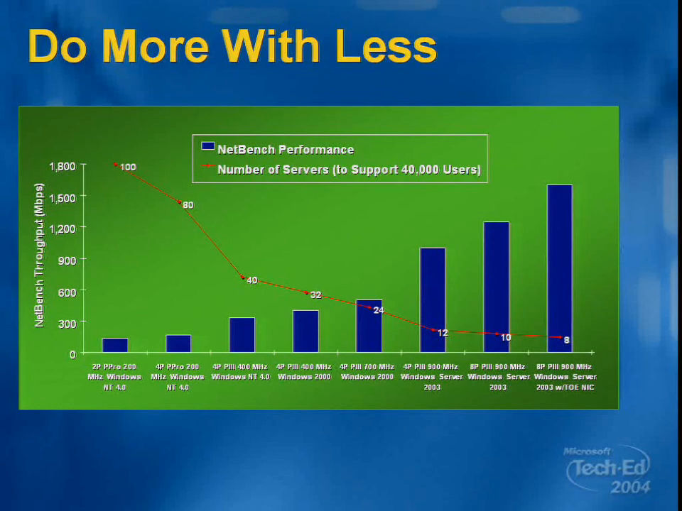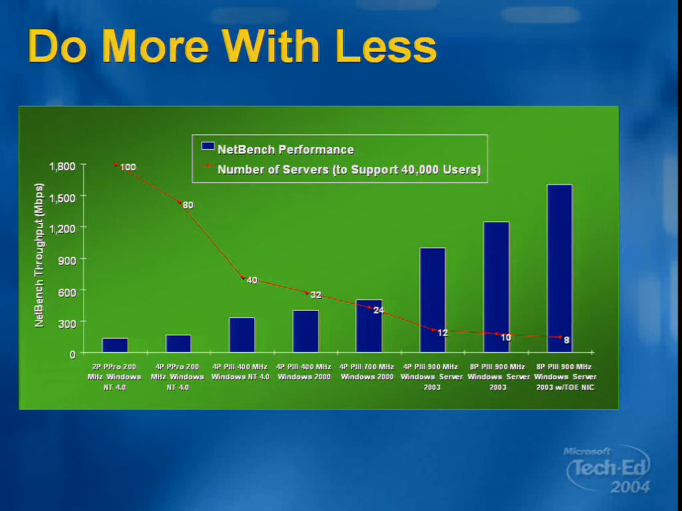And the blue bar is the NetBench throughput. The red line is trying to map that to something that makes sense to your business. How many servers do you need to support a fixed number of users? So what you've seen is that back in the NT4 timeframe, to support 40,000 users, you probably needed around 100 file servers. With the performance that you can get out of today's hardware and out of today's software, you can support that same number of users with 8 servers.